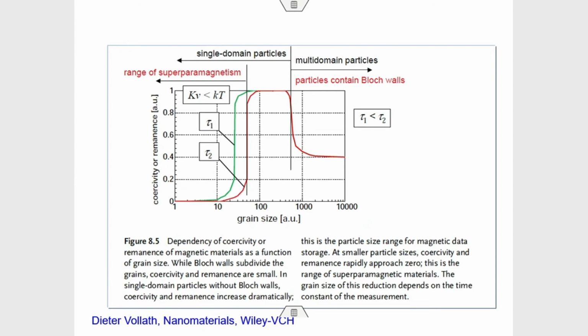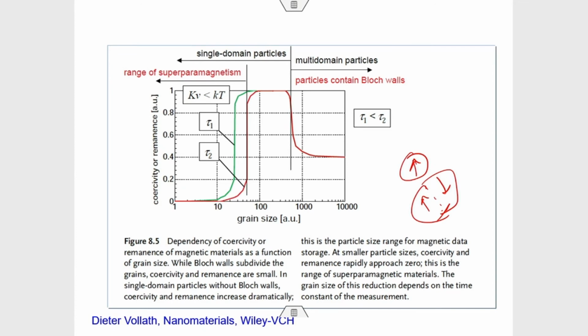But below a certain size, when the particle size becomes smaller, you can have a single domain particle. That means you can do away with these Bloch walls. Particles are small, so that they can have a single domain, meaning only one domain. Each particle has a single domain. In a big particle you have two domains and domain walls; that will not be there in a single domain particle. In that case, the magnetic coercivity or remanence will increase very rapidly and reach a very high value.